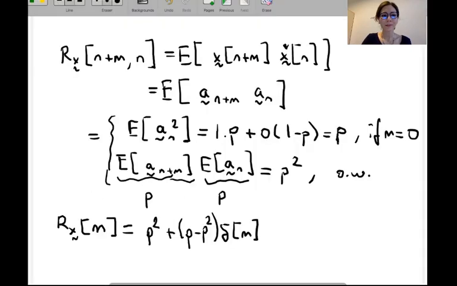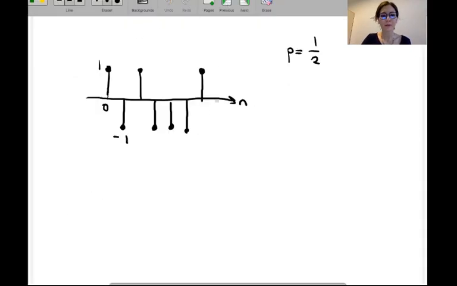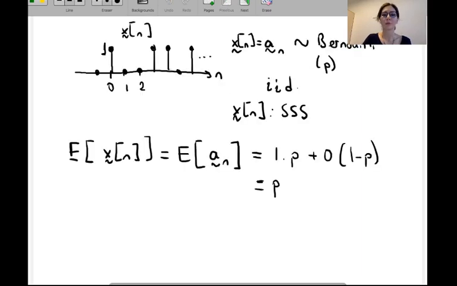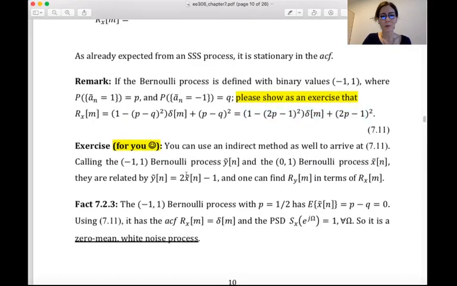This -1/1 Bernoulli process can be obtained directly from the 0/1 Bernoulli process. Just imagine that somebody gives you a 0/1 Bernoulli process, x of n. Imagine you multiply this process by 2, so the values are either 0 or 2, and then shift it down by 1. So the values are going to be between -1 and 1. So you have taken twice the 0/1 Bernoulli process and then shifted it downwards by 1. This gives you the -1/1 Bernoulli process.